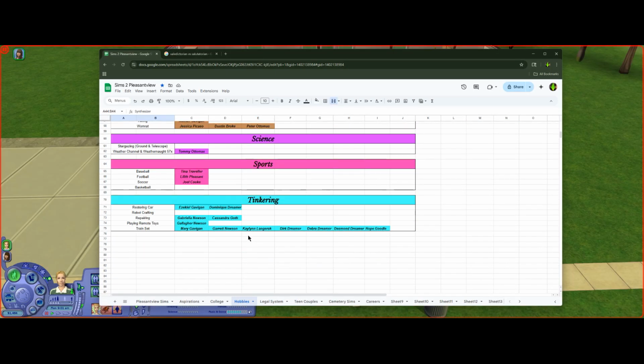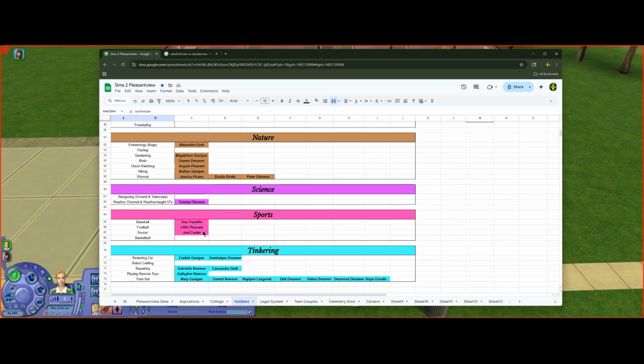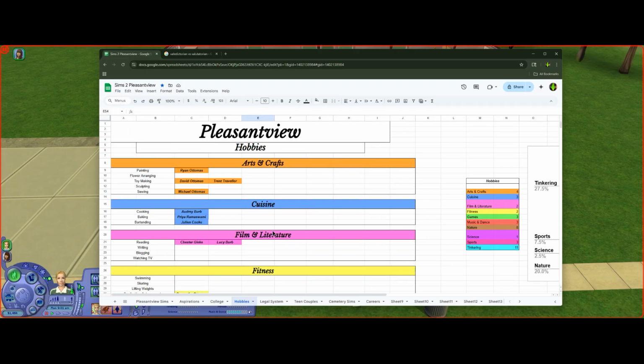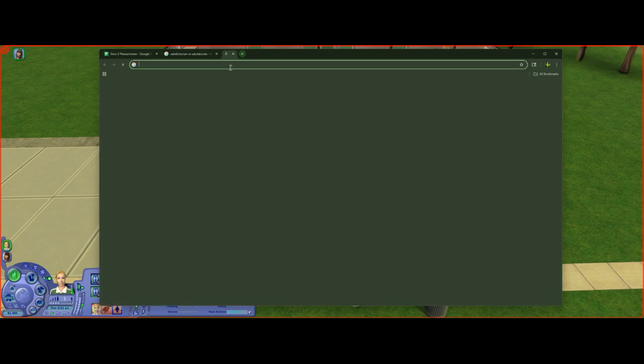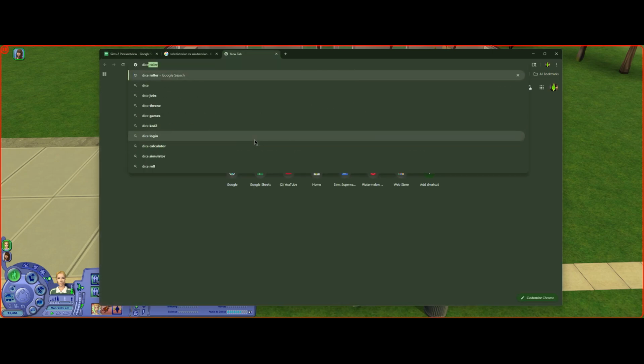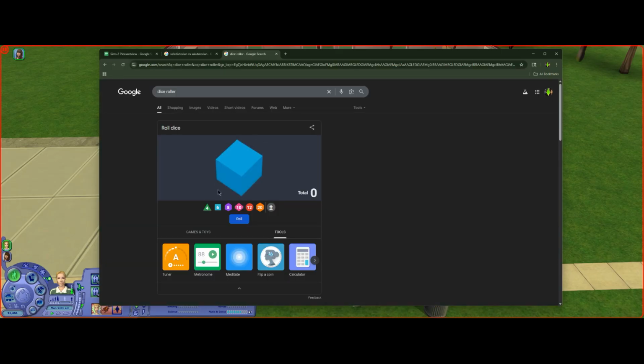And so, yeah, I have all my Sims in their boxes for what they want their hobbies to be, based on their one true hobby that's highlighted in their hobbies tab. And I use a dice roller on Google. So you just type dice roller and it will give you this 4 to 20.